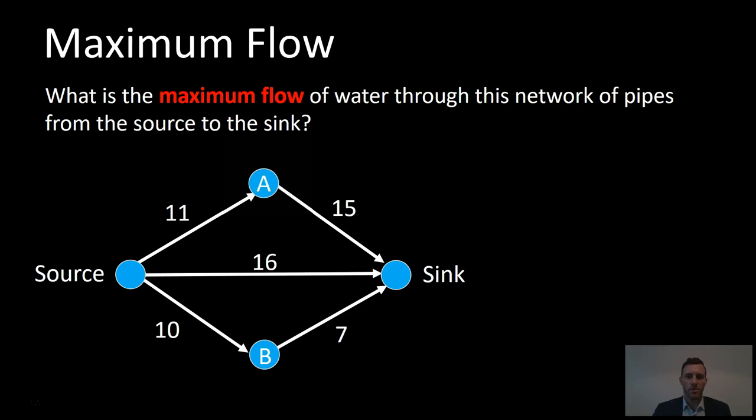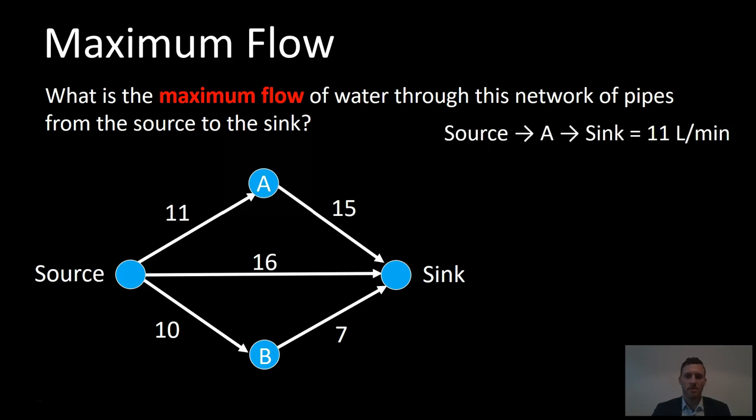Imagine water flows through this network from the source to the sink. We're not interested in the individual sections of pipe, but rather the rate at which water can flow through the entire network from the source to the sink. This is called the maximum flow of the network. There are three possible paths that the water can flow through this network. The first path we'll look at is across the top.